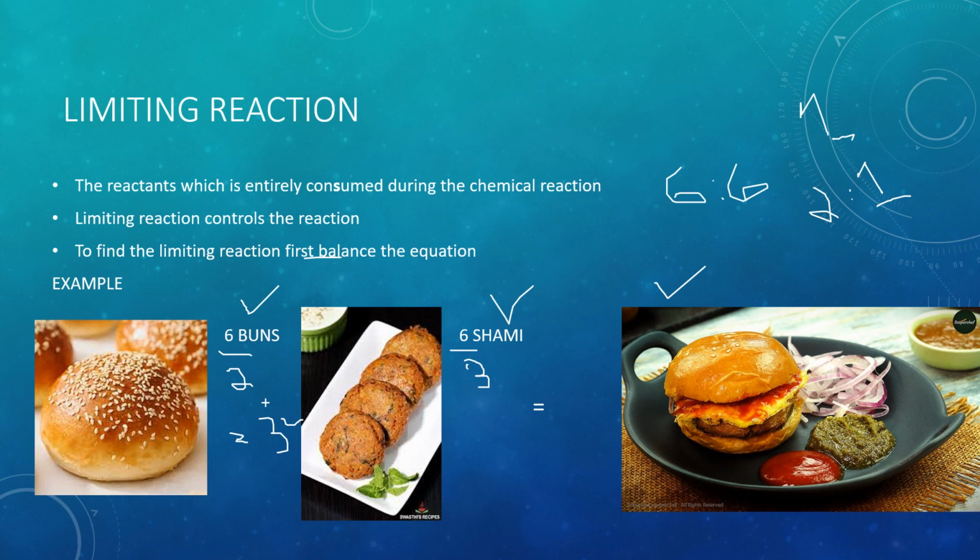If we have 10 buns, the reaction would occur continuously. Here the excess material is patties. So we'll say that the more the excess, that means it is not the limiting reactant. The less the excess is, that's the limiting reactant.